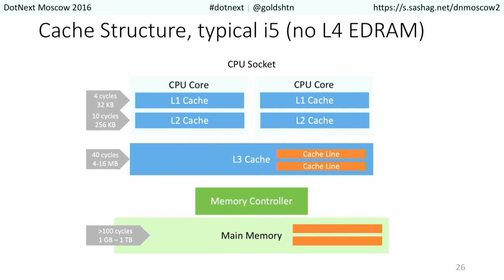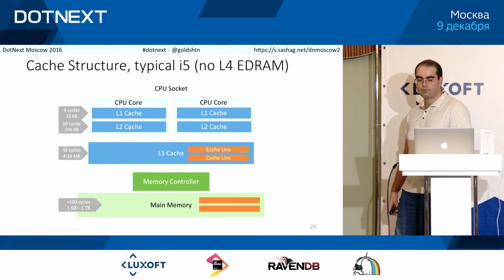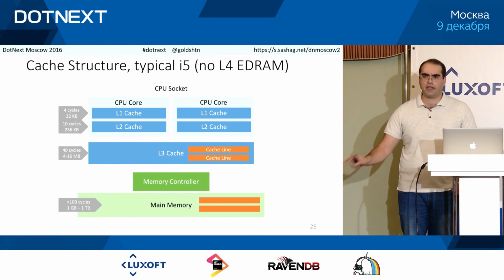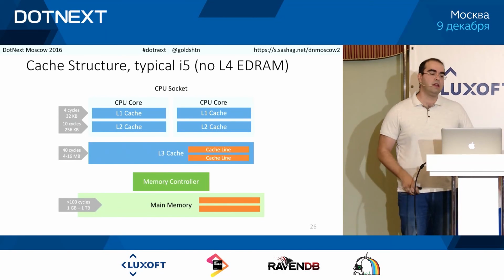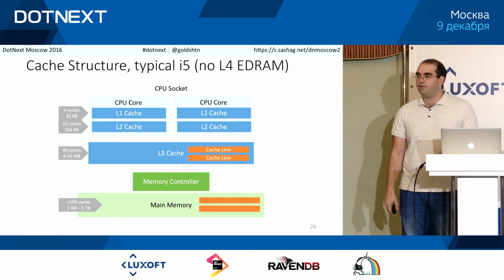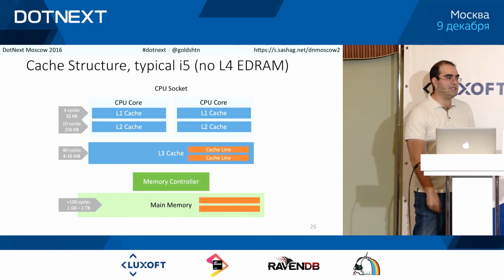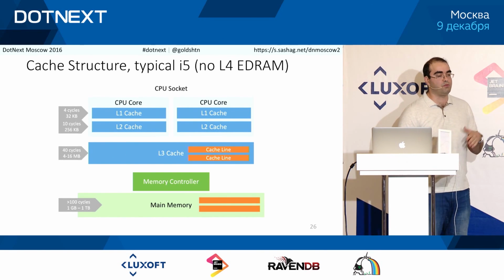So what I'm going to talk about briefly now is cache organization, cache structure, and again, some examples of problems that can be improved by understanding the cache a little better. The examples here are going to be a little simpler because we have less time for those. So this is the general cache structure on a typical i5 processor that has 2 cores. No level 4 cache, eDRAM, that kind of thing. And this typical i5 processor with 2 cores has 3 levels of cache before you get to main memory.